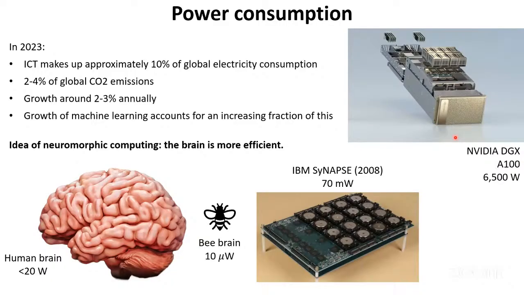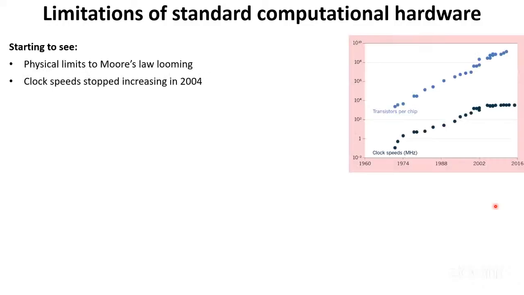So you need neuromorphic computing, which is more power efficient, to manage the continuous growth in AI and machine learning, and the data centers that are required to store the data that you are continuously generating. The standard computer hardware has a lot of limitations. You can see that we have reached the physical limits of Moore's law, and the clock speeds stopped increasing in 2004.